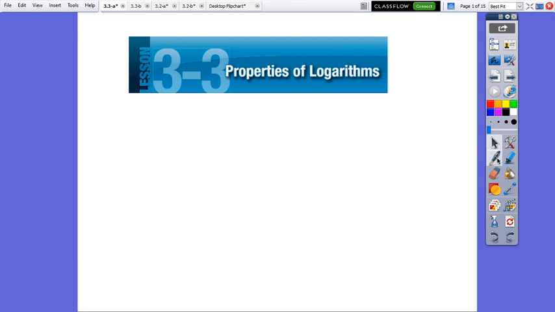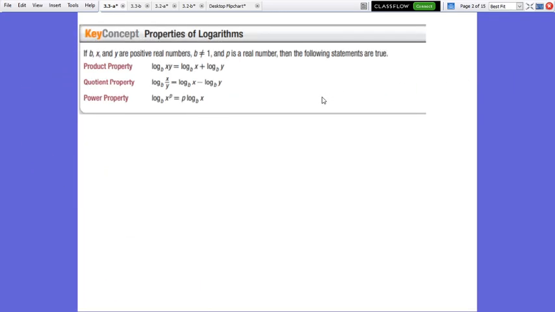Hello everybody. Today we are going to start lesson 3.3, properties of logarithms, and we will learn how to condense and expand logarithmic expressions using the properties of logarithms. First of all, let's try to remember these properties.